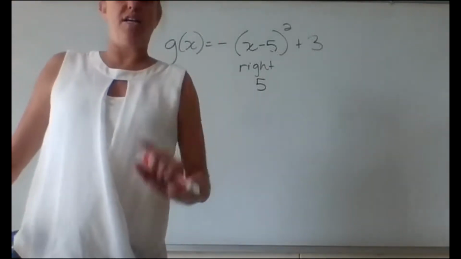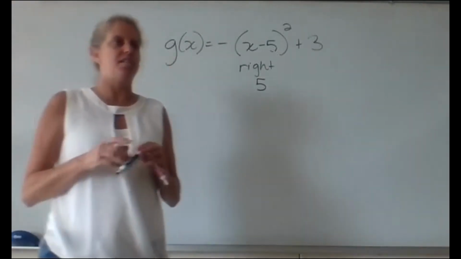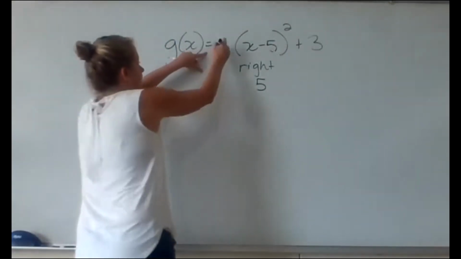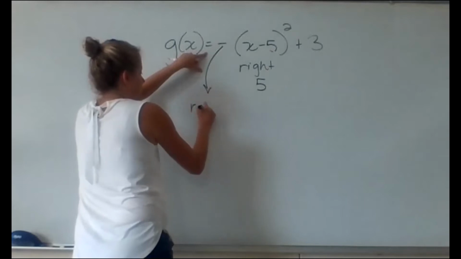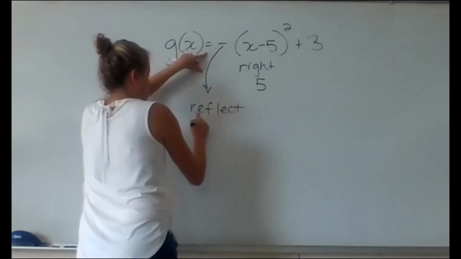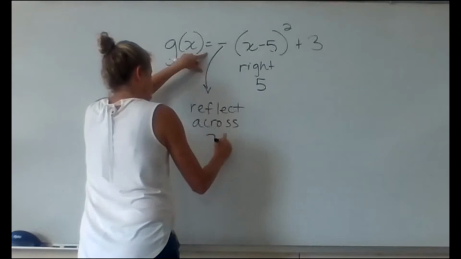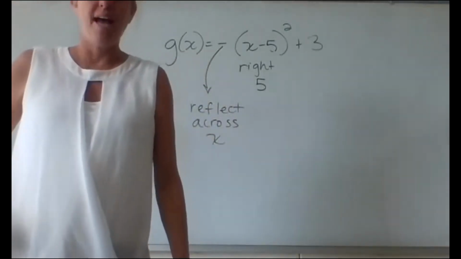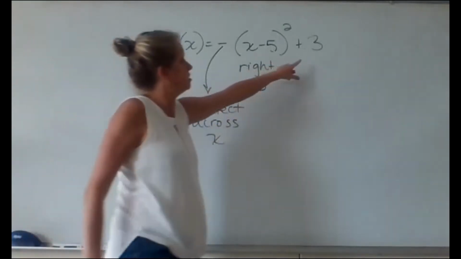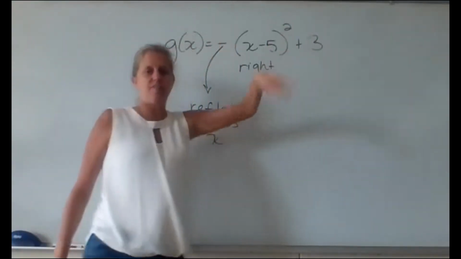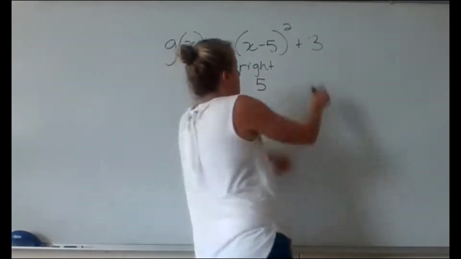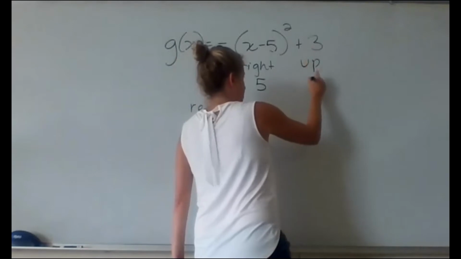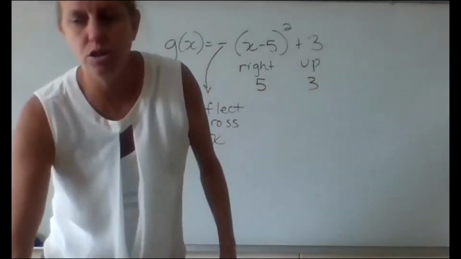The next drop down is going to ask you about the reflection. It's going to say, does this reflect over the x-axis or the y-axis? This negative out front tells me it reflects across the x-axis. It flips upside down. And then the last drop down tells me up or down shift. So since this is an outside number, it shifts me up or down. I go with the sign, which means I'm going to shift up 3.